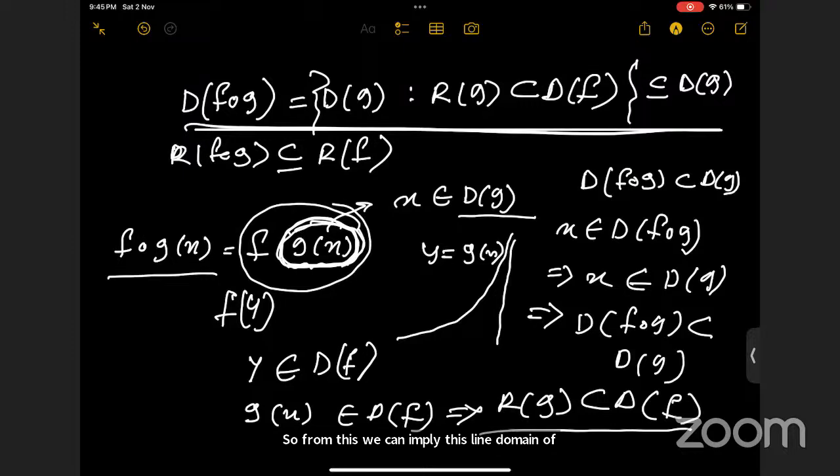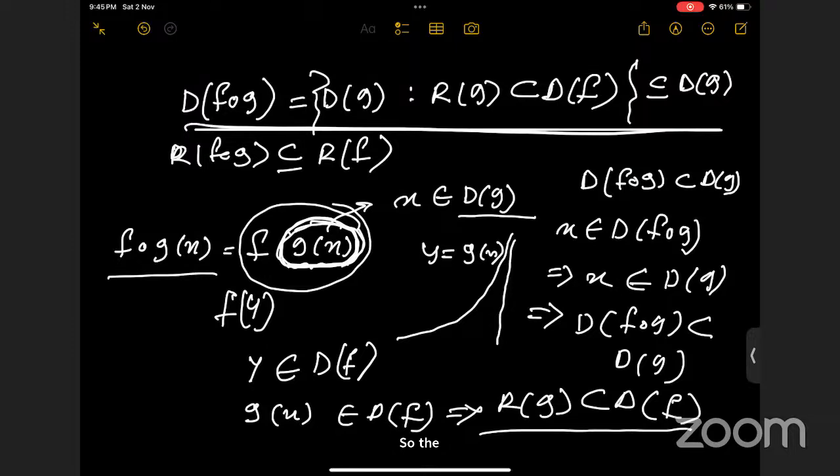Ma'am, is this rule for the inverse function or the composite function? Any composite function. The inverse is different. Yeah, the inverse is different. This is for any composite function.